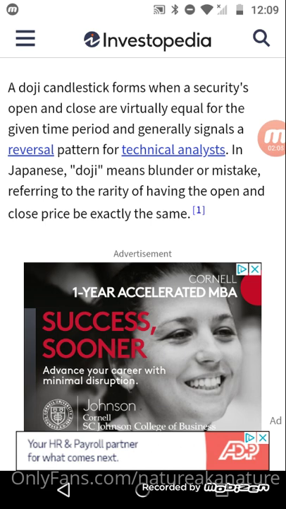So this is what we do. We technically analyze everything to know what's going on. So it's a reversal pattern, and so when you see dojis, these are reversal patterns. So we have to pay special attention to what price one.